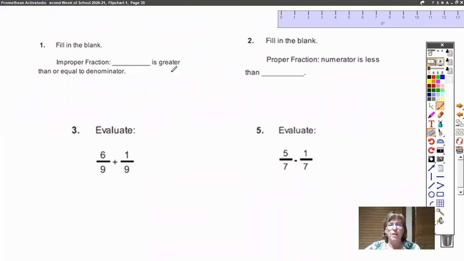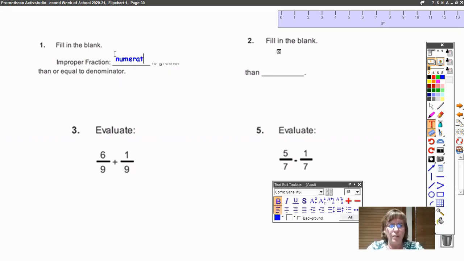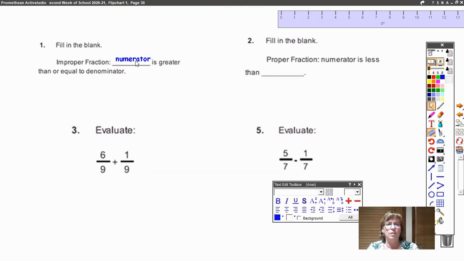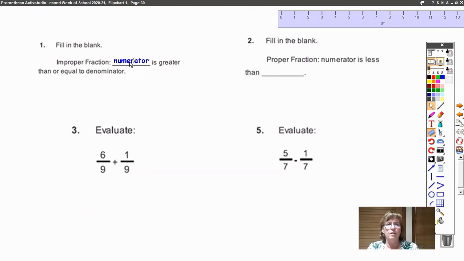Now here's the thing. I put this in Get More Math. Get More Math will only accept one word. Okay, so it's only going to accept one word, and you have to spell it correctly. I want to make sure I type it in so you can see it. An improper fraction. The blank is greater than or equal to the denominator. And so the word here is numerator. Okay, you can't put anything else in there. If you put anything else in there, it's going to mark it wrong. And you can't say the numerator, it'll actually mark it wrong, okay? So you have to have the word numerator.